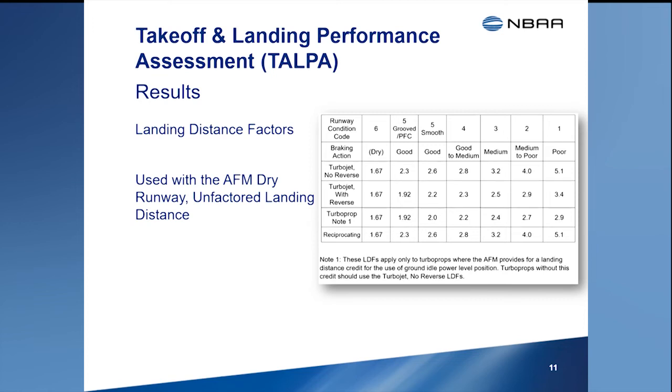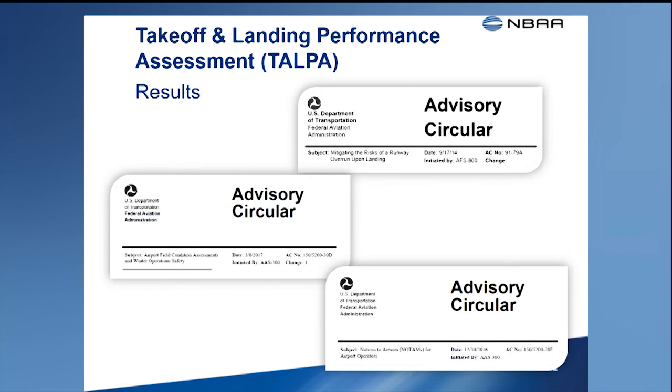These factors are applied to the dry runway unfactored landing distance found in the AFM to determine the landing distance required under the reported surface conditions or braking action. This distance includes the FAA's recommended 15% safety margin. The FAA has updated several publications to help communicate these new changes to the aviation community.